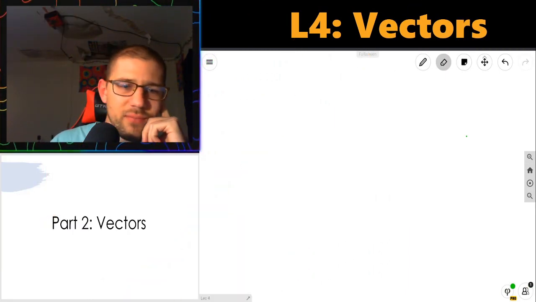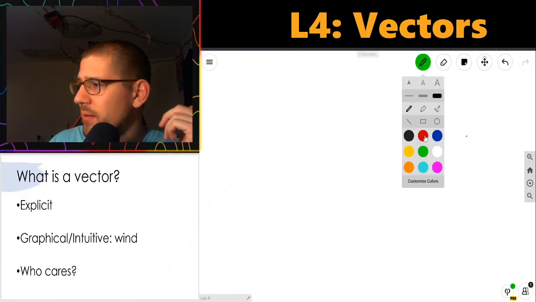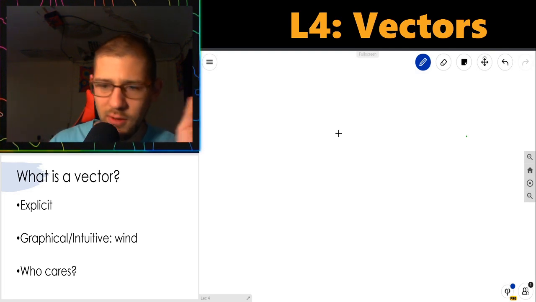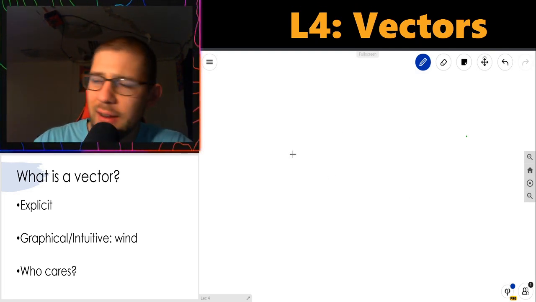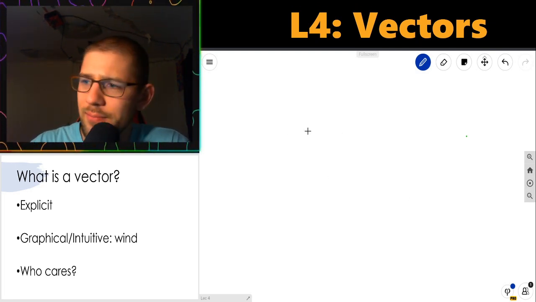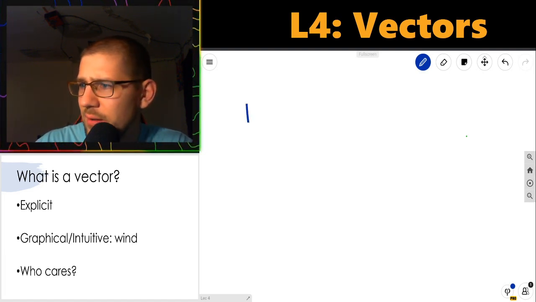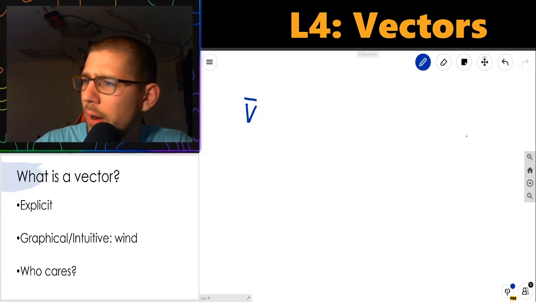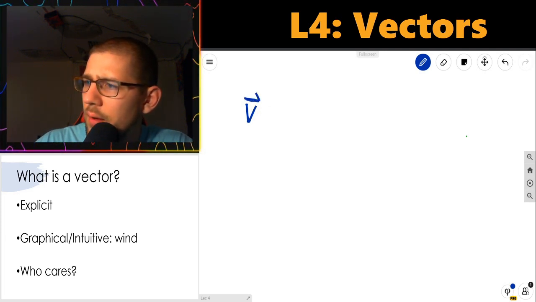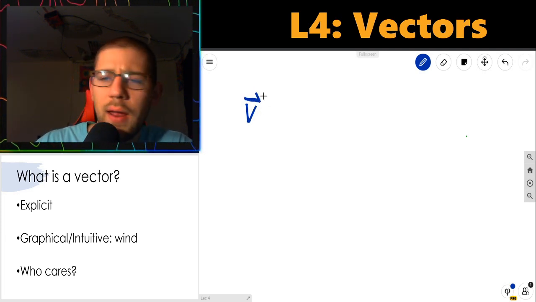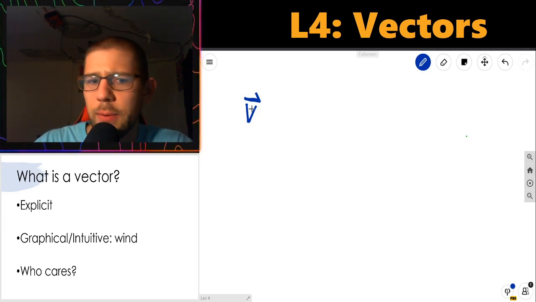Okay, so explicitly, here's exactly what a vector is, or as close to exactly as we'll talk about it. A vector is just an ordered collection of numbers. The way that I write a vector is I just give it a letter, and then I put a hat on it. The hat is kind of arrow shaped. That'll be significant in a second, I hope.